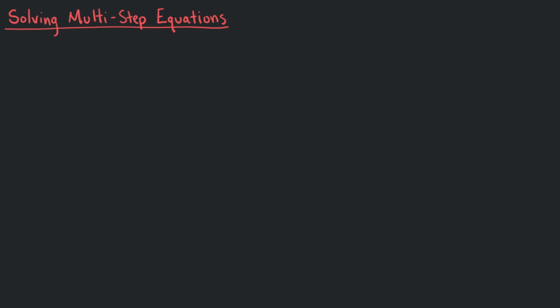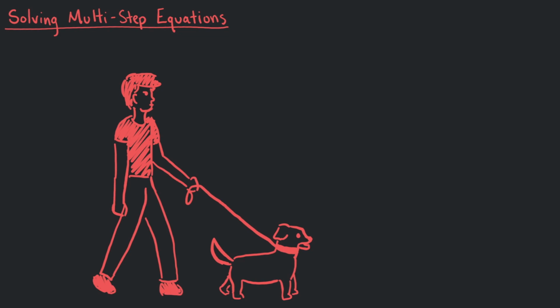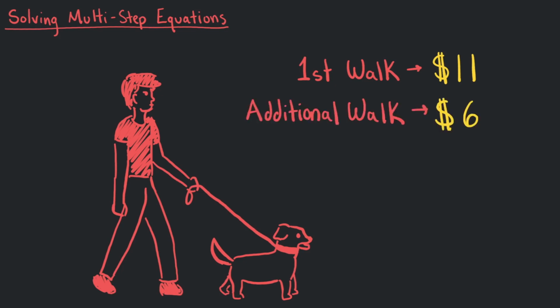In this video, we will be isolating a variable in multiple steps. Brady wants to start a dog walking business. He decides to charge $11 for his first walk, but then he realizes that he should lower the cost to $6 for each additional walk after the first.